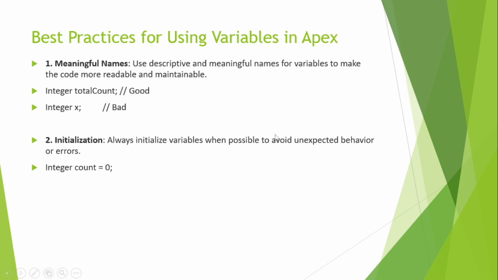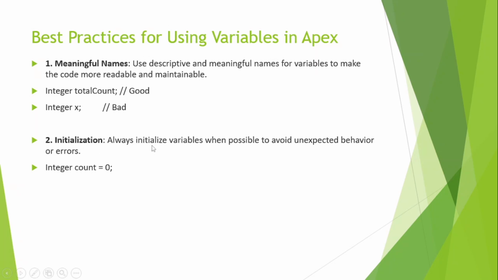Best practices for using variables in Apex. Meaningful names. Use descriptive and meaningful names for variables to make the code more readable and maintainable. So Integer totalCount, we are creating the variable, it's a good practice. Integer x, no one knows why x is used. So this is a bad declaration.